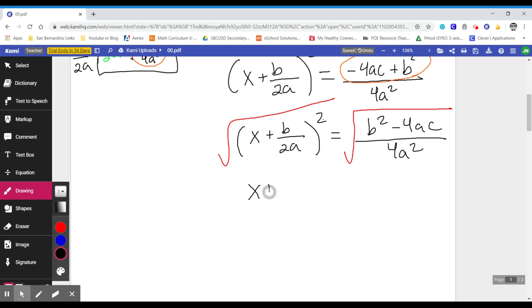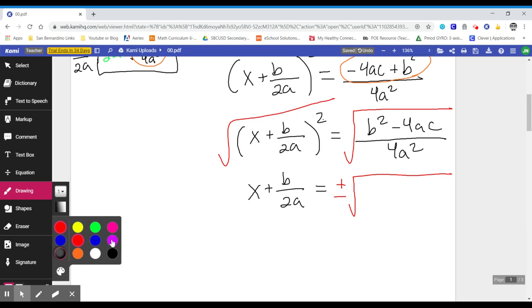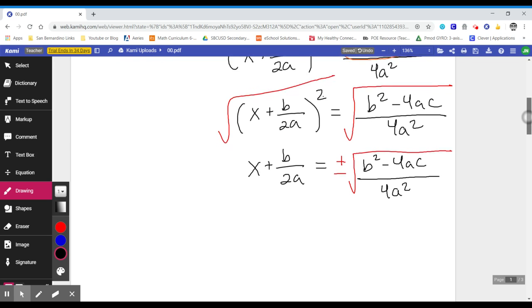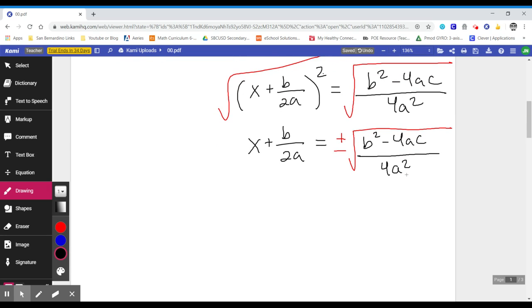On the left-hand side, I'm left with x plus b divided by 2a, and the square is gone now. On the right-hand side, I'm left with plus or minus the square root of all that junk, which is b squared on top, minus 4ac, and then all divided by 4a squared. Okay, getting there. We almost have the x by itself.